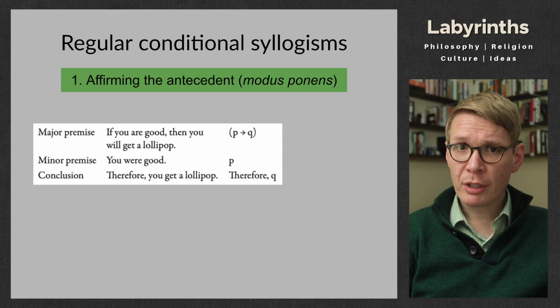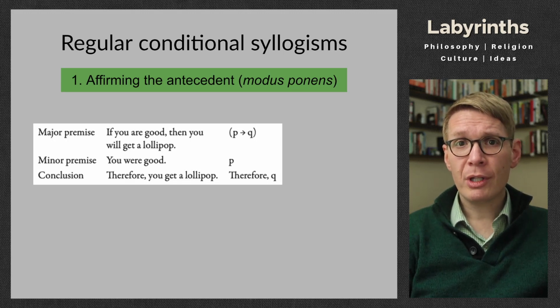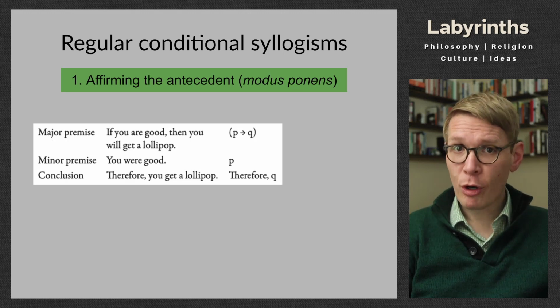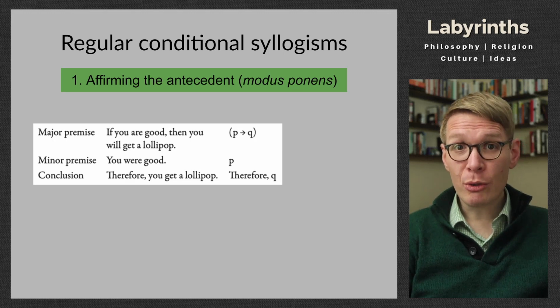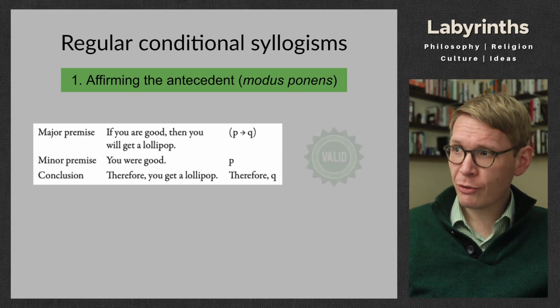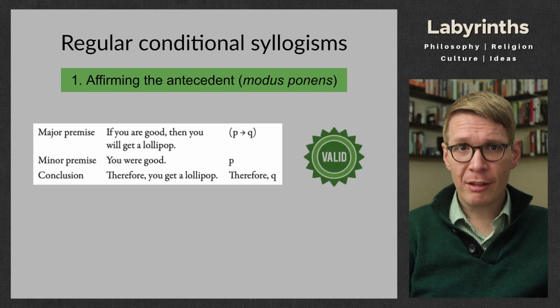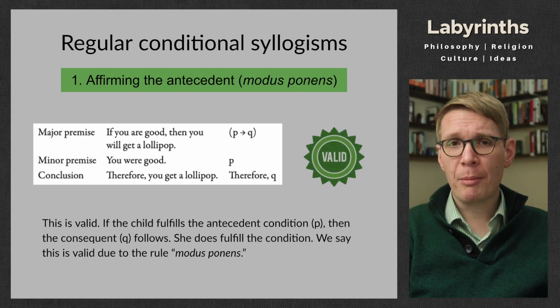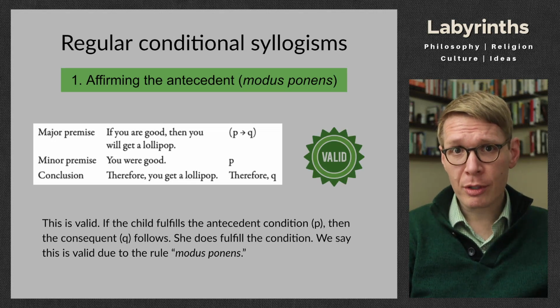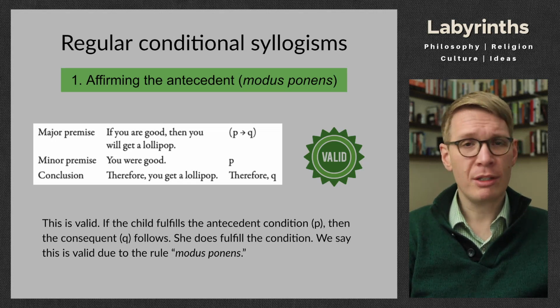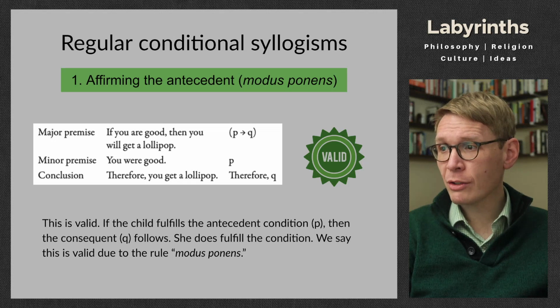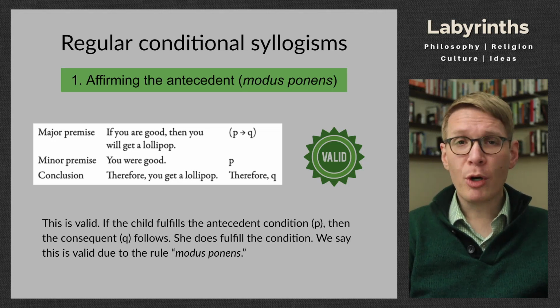So here we've constructed this argument. What we want to know is, is the argument valid? That is, if the premises are sound, like those things we're saying are true in the major and minor premise, is the conclusion, therefore, reliably true? And the answer in this case is yes, this argument is valid. We'll have a short description paraphrasing Hauser's useful discussion of this point in his book. So this is valid. If the child fulfills the antecedent condition, P, child is good, then the consequent follows. And in fact, she does fulfill the condition, as indicated here in the minor premise. And so we say this is valid due to the rule modus ponens.